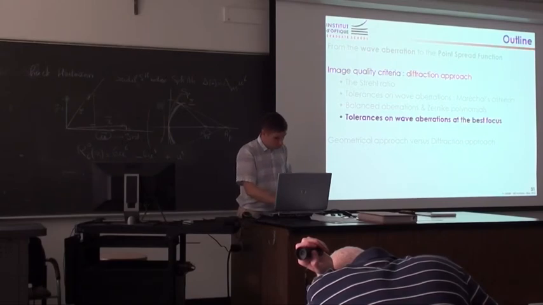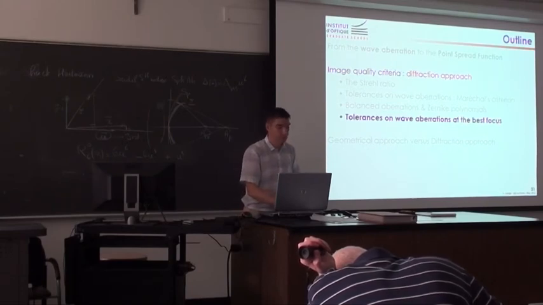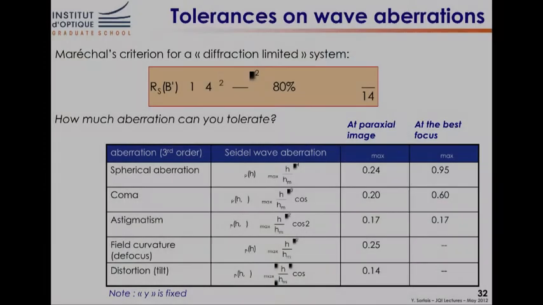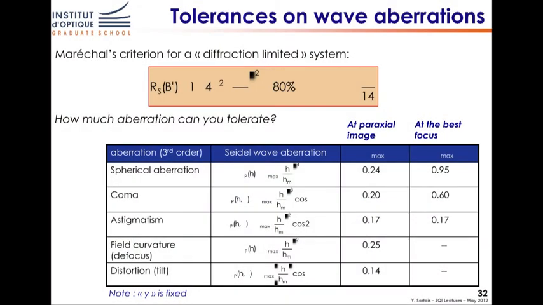So, new tolerances, relaxed tolerances. This is the old basis. This is the tolerances at the best focus. We already saw this. Well, you see that you also relax the tolerance for coma, for astigmatism. Well, field curvature, here there's nothing. Why?